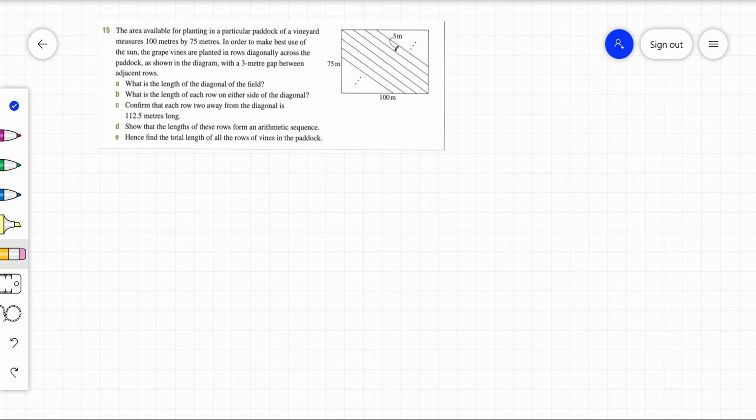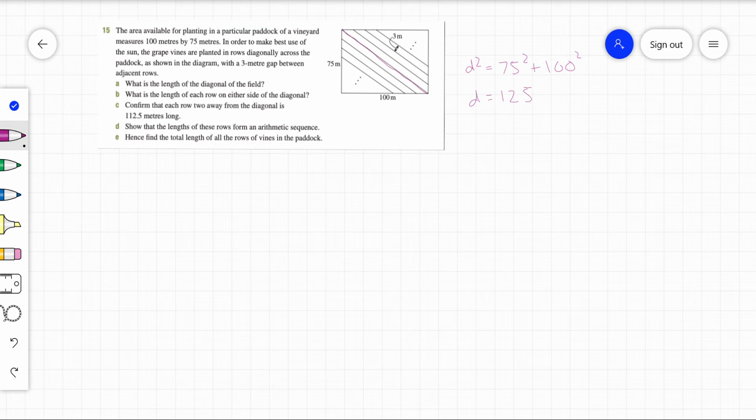Alright, so here we've got this nice area with all these vines in this paddock. Now what do we need to know? For starters, we need to find the length of that diagonal, which we know we can just use Pythag to do, and I'm just going to call it, let's say D. So we know that's the hypotenuse. So using Pythag, we can get that length is 125.